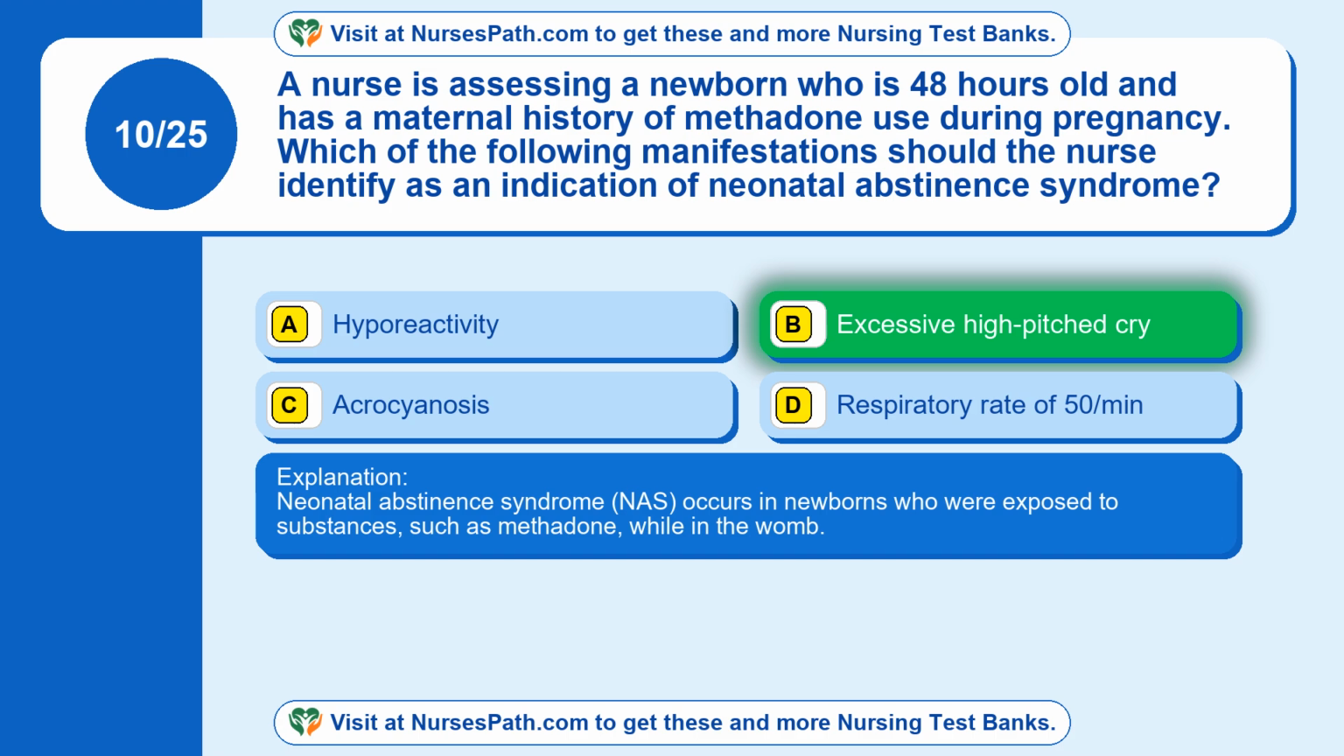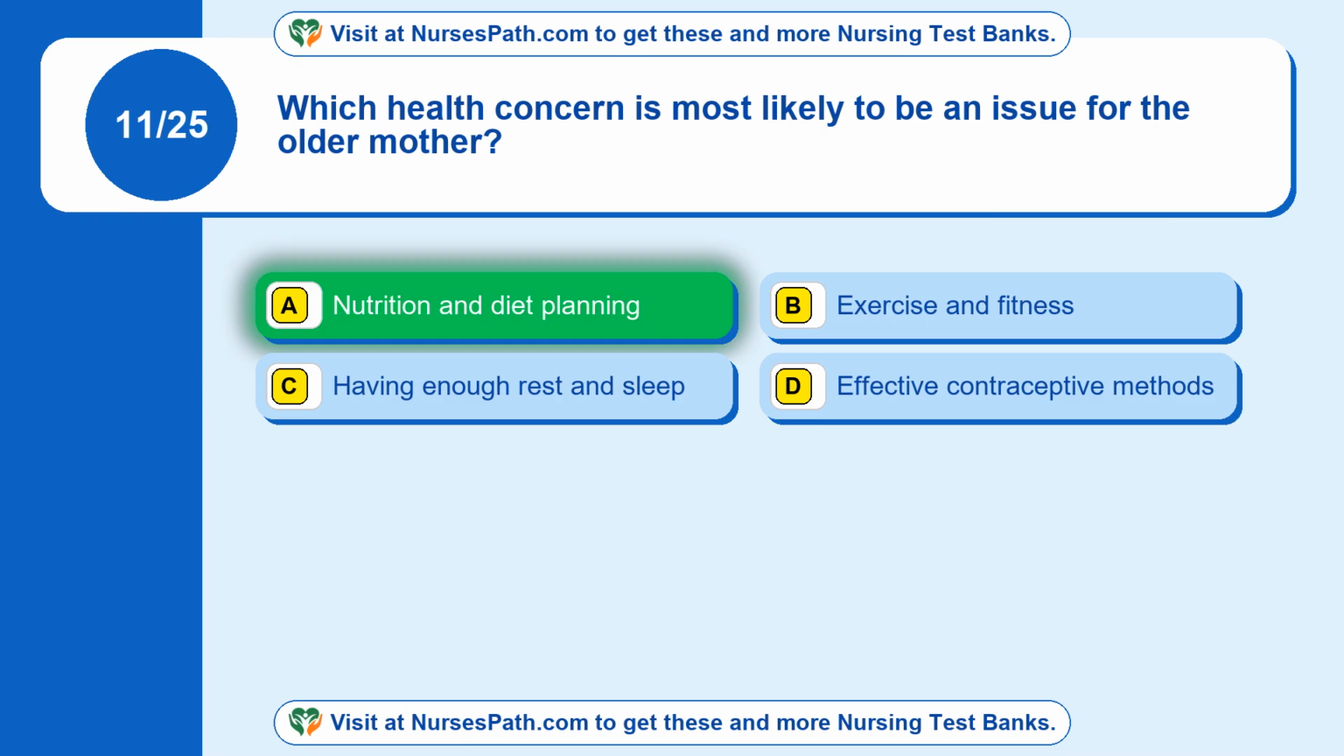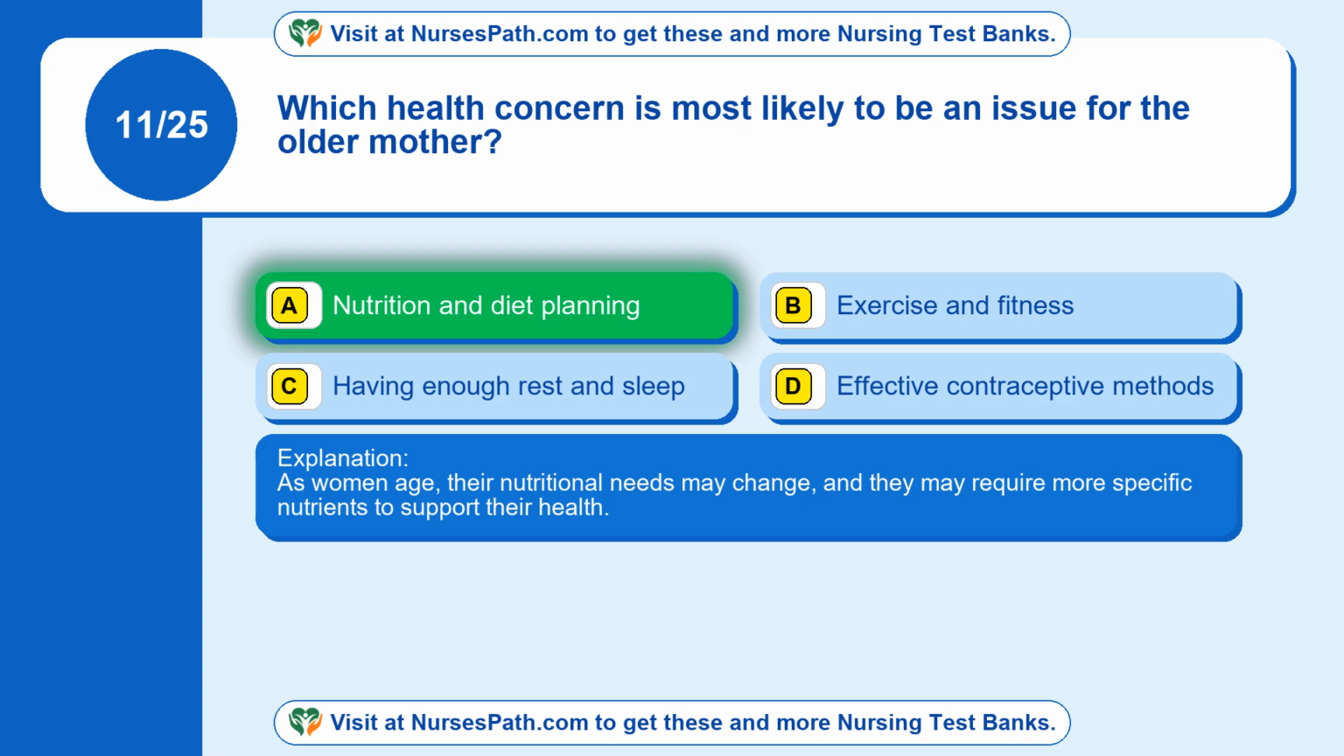Question 11. Which health concern is most likely to be an issue for the older mother? Option A. Nutrition and diet planning. Option B. Exercise and fitness. Option C. Having enough rest and sleep. Option D. Effective contraceptive methods. The correct answer is option A. Nutrition and diet planning. As women age, their nutritional needs may change, and they may require more specific nutrients to support their health.